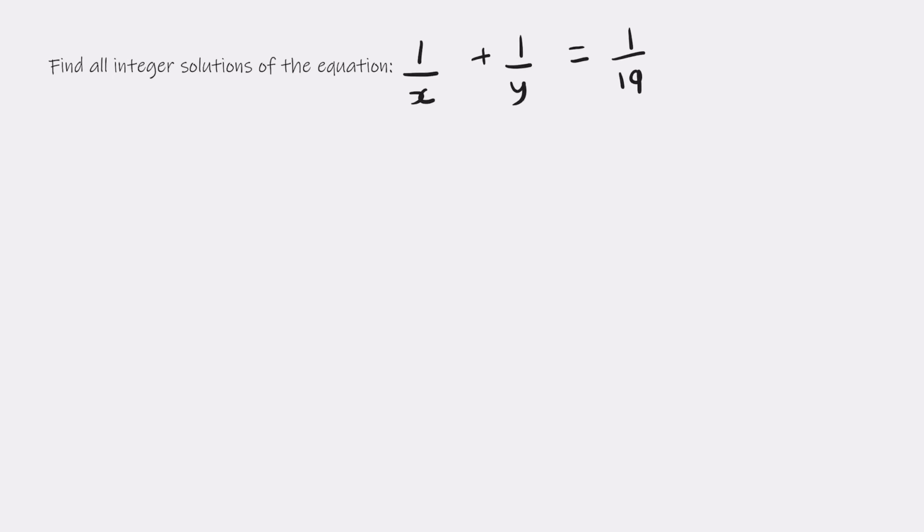Find all integer solutions of the equation 1 over x plus 1 over y equals 1 over 19. Pause the video to see how many solutions you can find. I'll get straight into it.